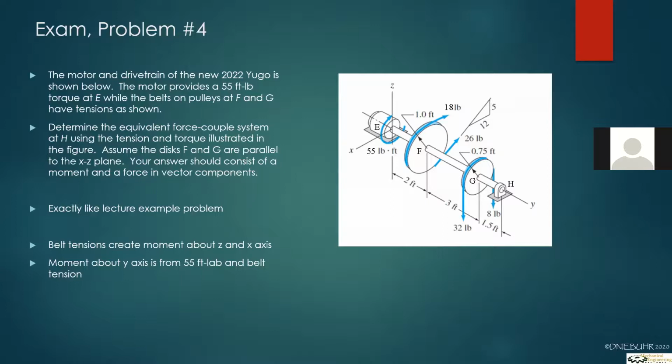There's a couple of things about this problem, and if you hadn't watched that example, then it would be a little more difficult. But the idea with this is that it's a force couple system. So you're essentially moving everything to H, to that bearing down at the end. This is a chapter 3 problem, so it's not equilibrium, you're not setting anything equal to 0. And so what you want to do is identify all the forces acting and all the moments acting with respect to H.